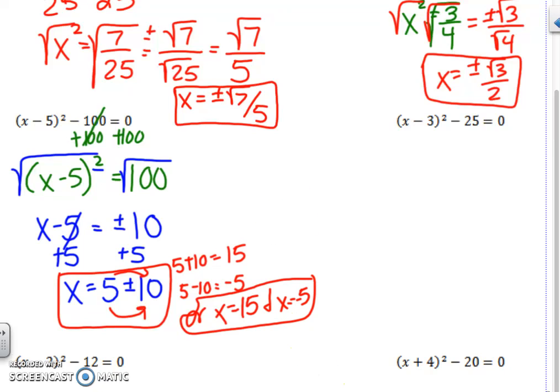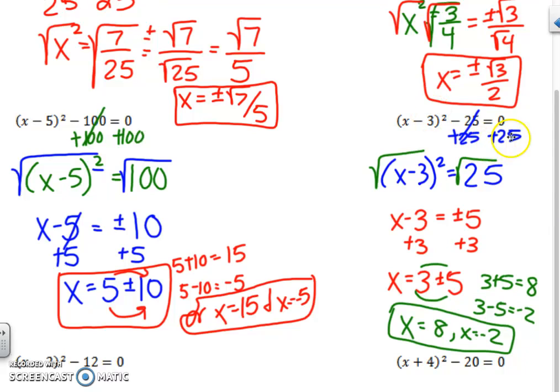So a little tricky with there, a little bit more steps. Okay. All right, you try this one on your own. Press pause and we'll go over the answer. Over here, you're going to add 25 to both sides.